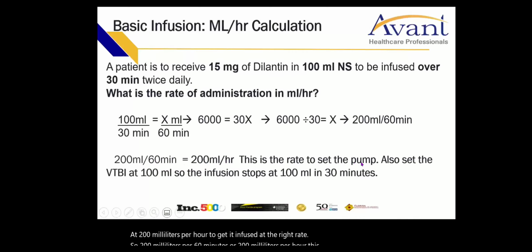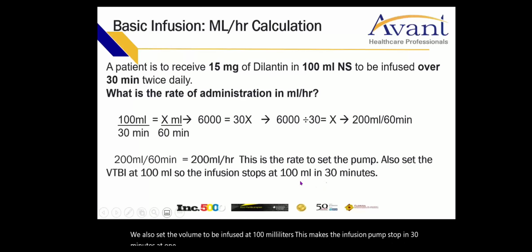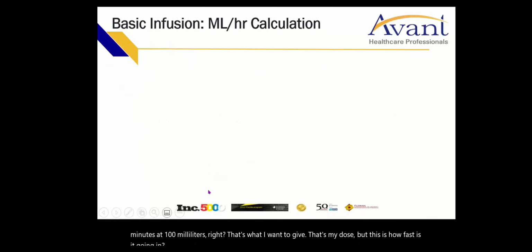This is the rate we set the pump. We also set the volume to be infused at 100 milliliters. This makes the infusion pump stop in 30 minutes at 100 milliliters, right? That's what I want to give. That's my dose. This is how fast it's going in, okay?